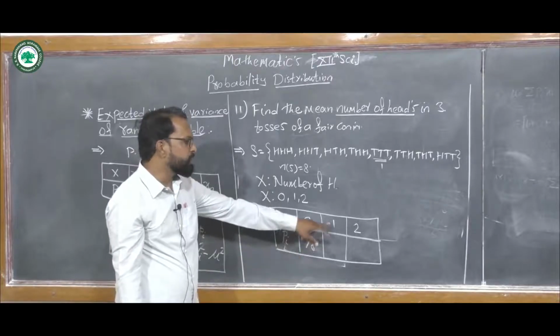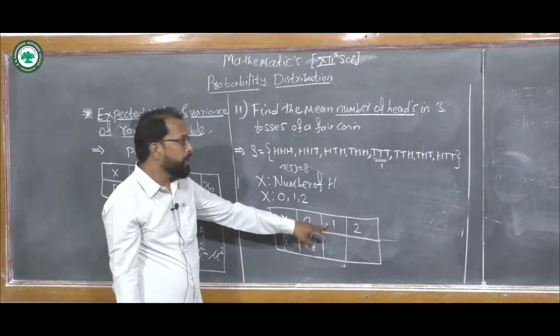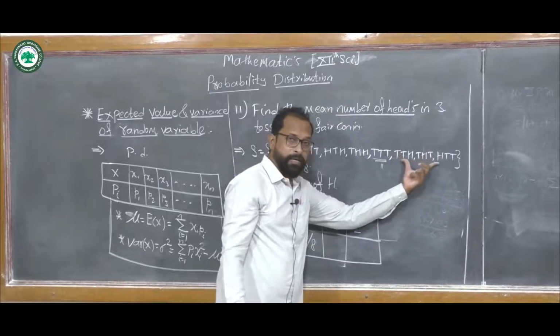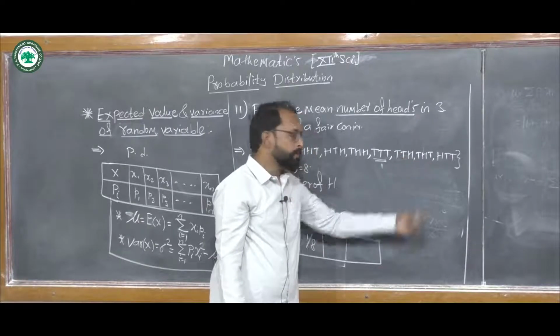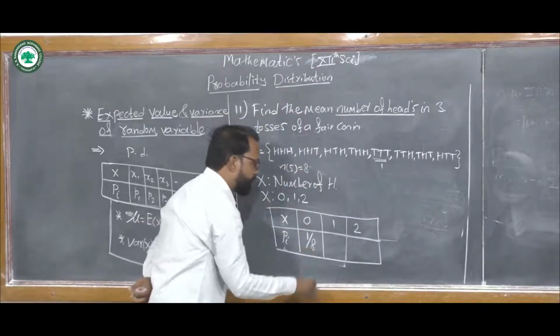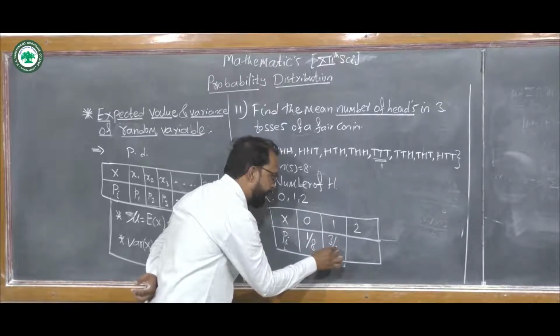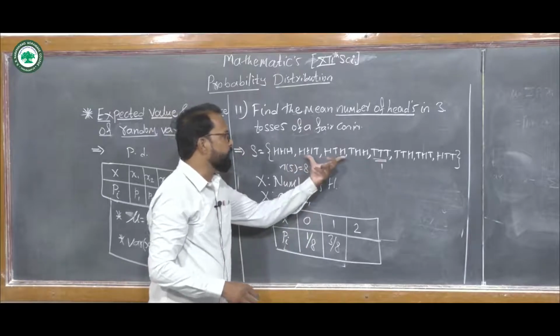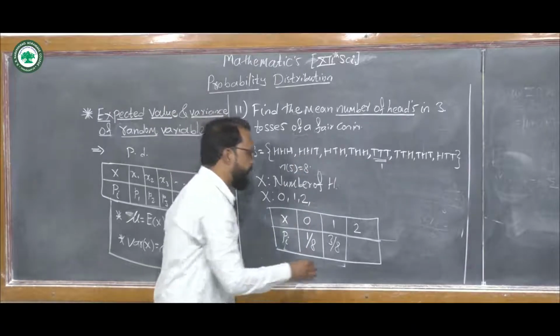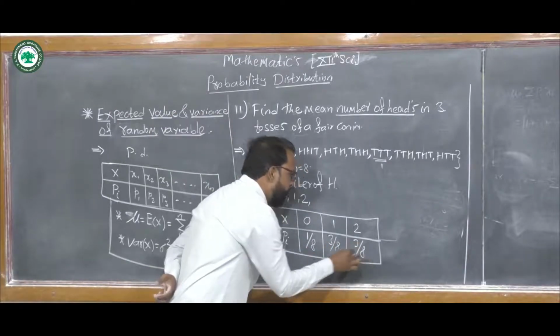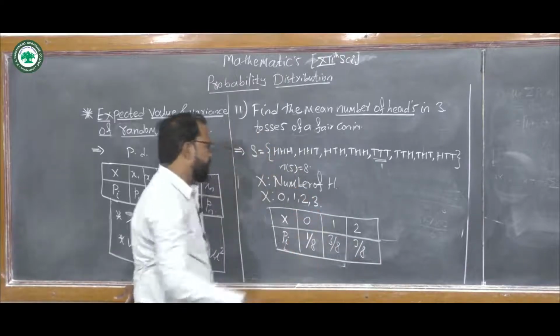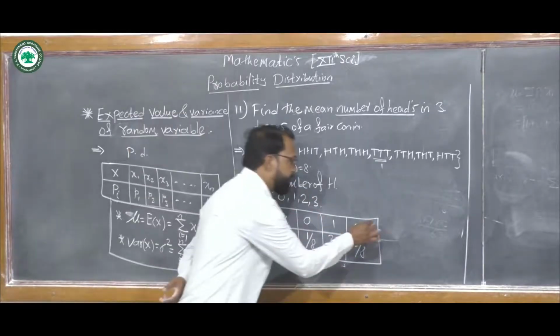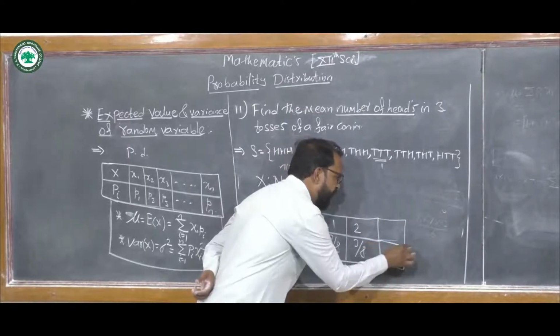Now for x equals 1, that is getting one head, there are 3 outcomes. So the probability for x equals 1 is 3 by 8. And for x equals 2, again the probability is 3 by 8. And one more outcome, that is the value of x is 3. So we consider here getting 3 heads.